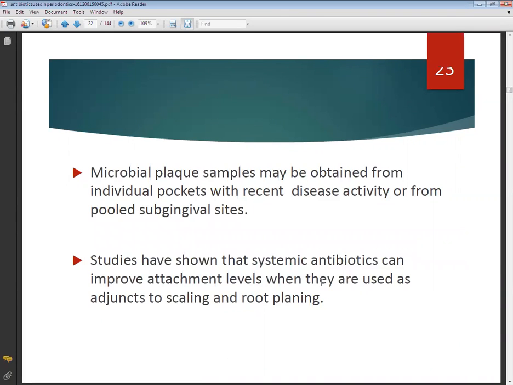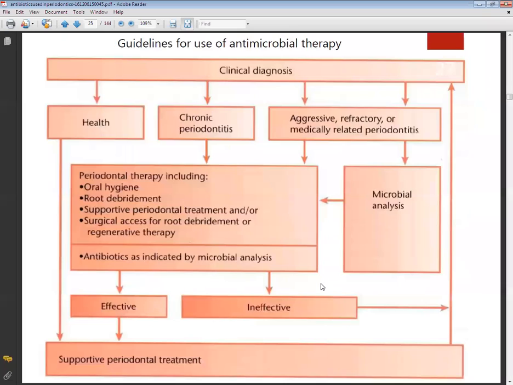Also, microbial complex plaque samples are usually obtained and sent to the lab, and depending on this, we prescribe the systemic antibiotics. There are some guidelines. The first guideline is that you have to diagnose the case: whether the case is healthy, whether it has periodontitis, or whether it is aggressive, refractory, or a medically compromised patient dealing with periodontitis. After this diagnosis, we plan the treatment.